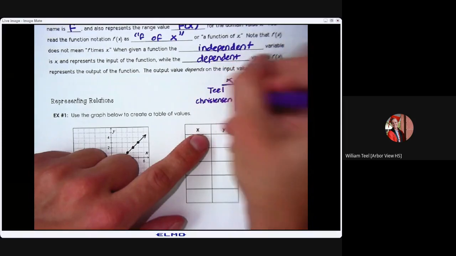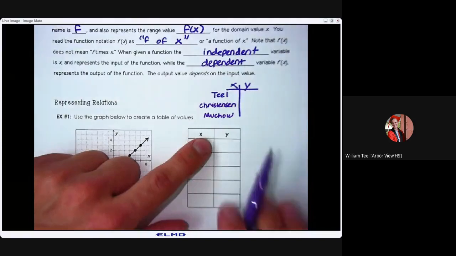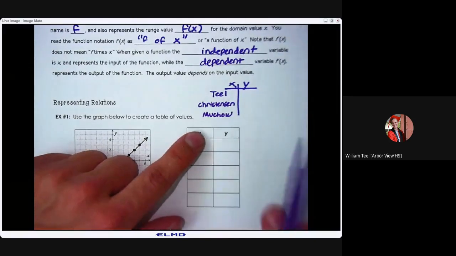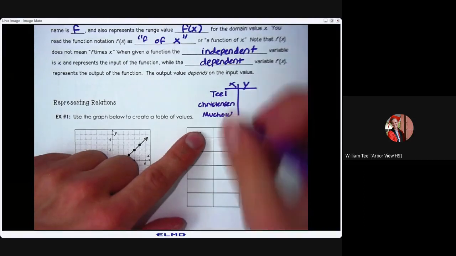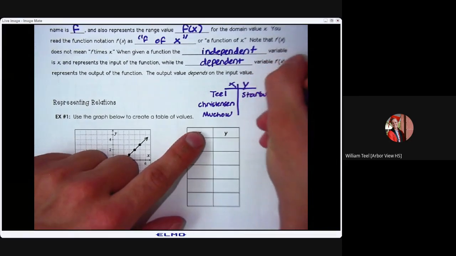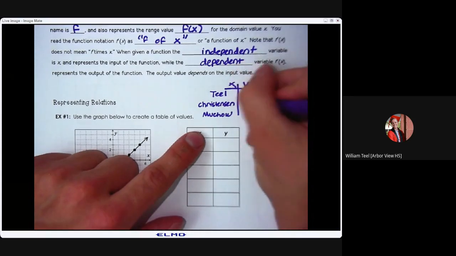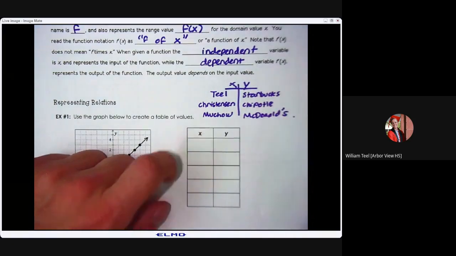And we also have Miss Muko. These are all the math teachers that we have in the 700 hall. So for X values, we're going to have names. Let's say for Y values, we have restaurants. So let's say Starbucks, and then I'm also going to say Chipotle, and McDonald's. I want you to pay attention to what I'm about to say.